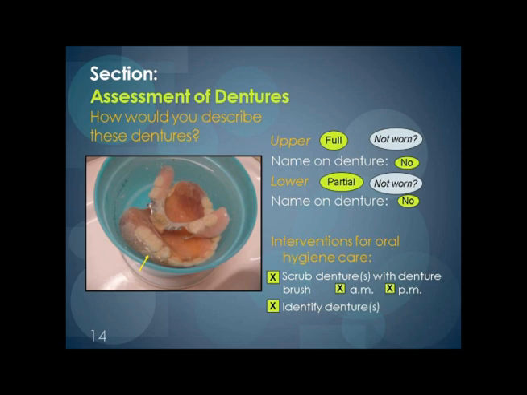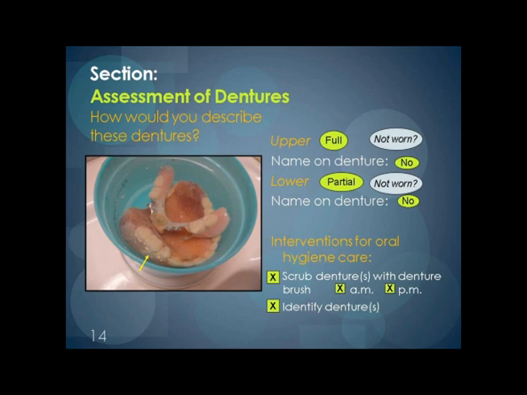If a resident is losing body weight, they are also likely to be having changes in the mouth, which will affect the fit of the dentures. Often a simple repair or soft reline is all that's required to make them functional, so a referral would be in order. In this case, we will assume that there is no name on either of the dentures, so this would be indicated on the Oral Hygiene Care Plan.